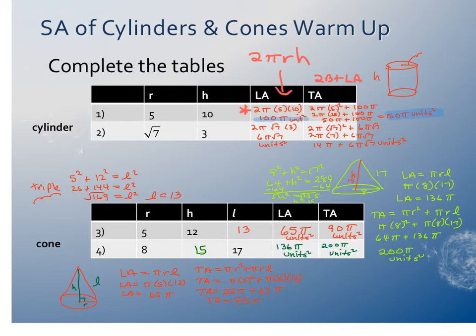Then over here for number 2, this one is 6 pi square root 7 units squared and 14 pi plus 6 pi square root 7. Now, on this one right here, the order that you write the 6, the pi, and the square root 7 doesn't matter. So if you'd rather write 6 square root 7 and then the pi, again, the order of these three does not matter.